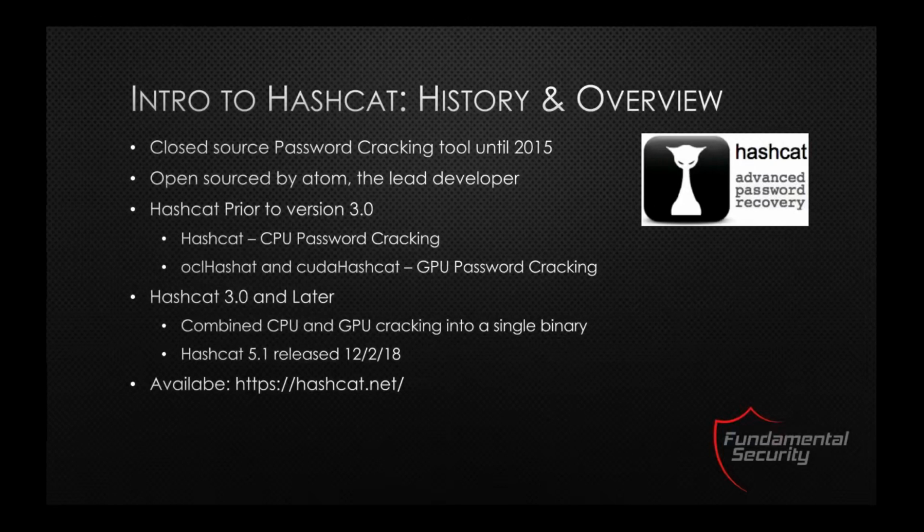But when we got to version 3.0 and later, Adam and the Hashcat team combined all that into a single binary, so that it would only require a single binary to run all the different password cracking capabilities, whether it's CPU-based or GPU-based. The latest version is Hashcat 5.1, which was released on December 2nd, just a few days ago. That's a nice little Christmas present from the Hashcat team. You can find out more about the tool itself, download the latest version, or read the tool's wiki at hashcat.net.